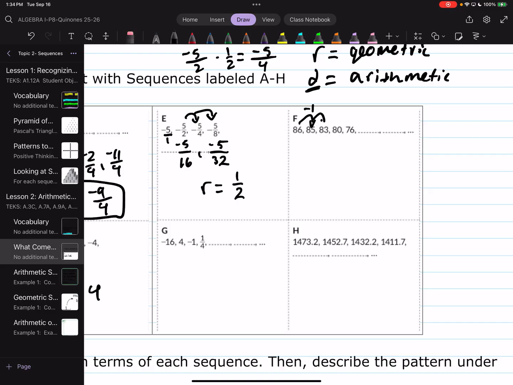But does that trend follow when I go to 83? No. So could this be arithmetic? No, it can't. And I can't think of any number that I could multiply this to get to the next number. Can you? I'm struggling too. So what do you think? Is this an arithmetic, geometric sequence, or is it neither? It's neither.